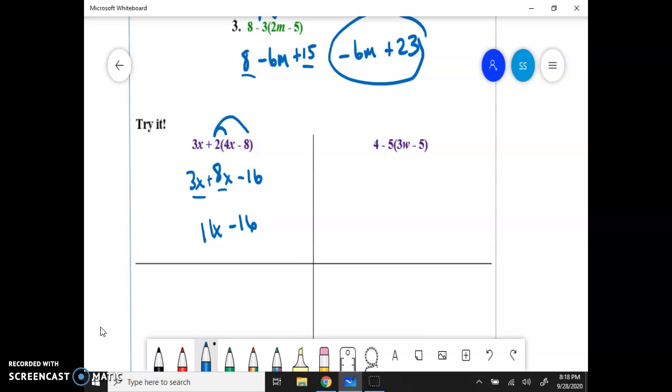Hopefully you got that one. Second one here, distribute not just 5, but negative 5. So negative 5 times positive 3w is negative 15w. And negative 5 times negative 5 is positive 25. Drop down this 4. Combine the like terms. Should put the variable term first, so we'll put this out in front. 4 plus 25 is 29.